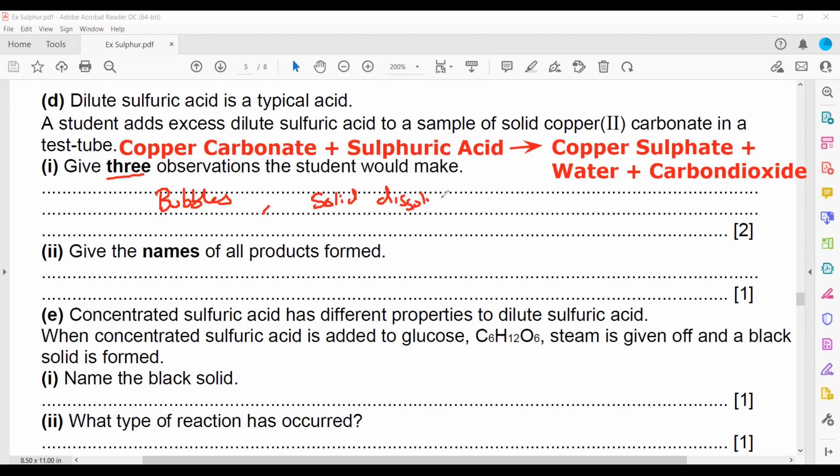That is the second thing. And this copper sulfate, because copper is a transition element, whenever a transition element is formed, a colored solution will be there, or a colored compound is formed. So we can mention a colored solution or a blue solution, because copper compounds are generally blue, so it will form a blue solution. Give the name of all the products, already I mentioned here. When sulfuric acid reacts with copper carbonate, it gives copper sulfate, water, and carbon dioxide.